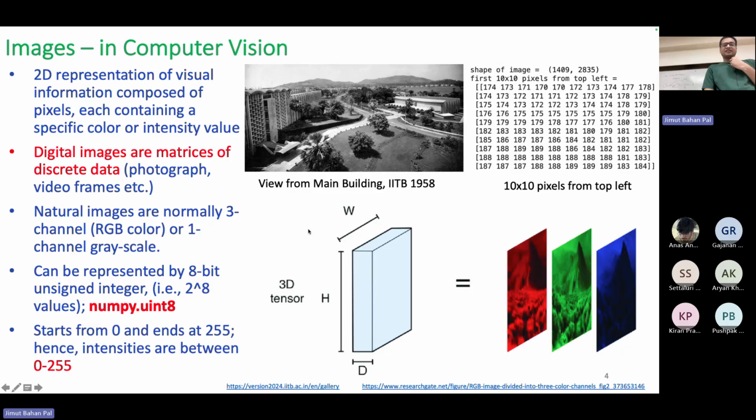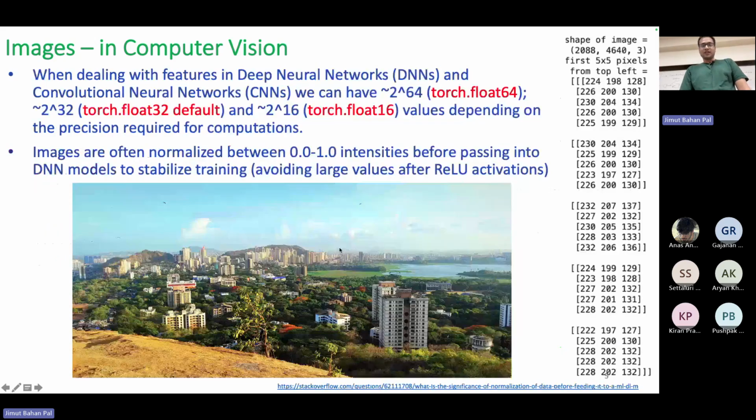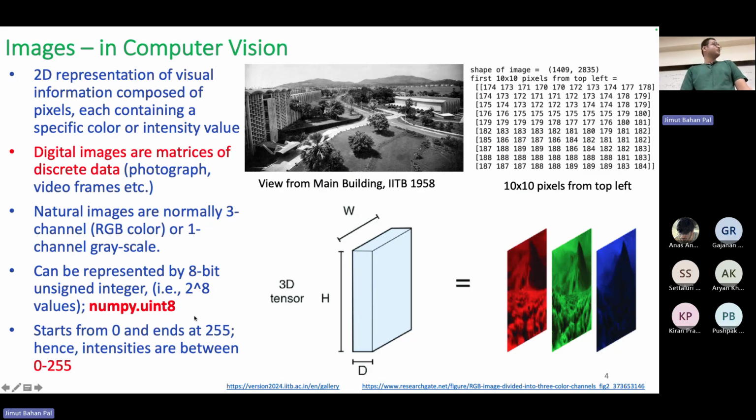In general, natural images are normally 3-channel or 1-channel. This is 1 channel because it is grayscale. And if we are having natural images, they will have 3 channels, 1 channel for red, 1 channel for green, and 1 channel for blue. In general, if you are using NumPy or OpenCV, each pixel will be represented using 2 to the power 8 values. So it starts from 0 and ends at 255, the intensity values.